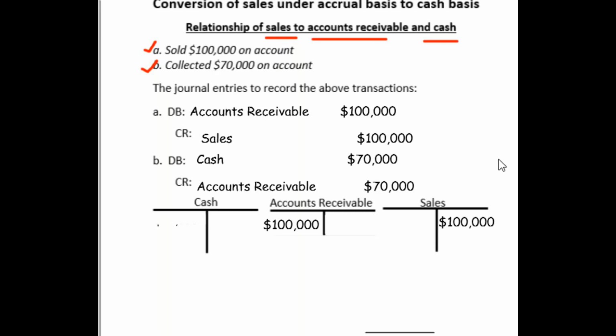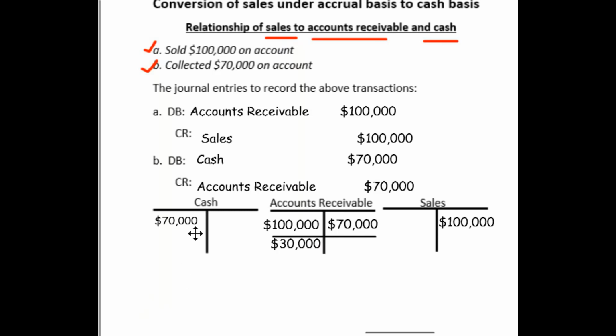Okay, now we go to entry B, and our customers pay us. We receive $70,000 of cash, and we reduce our accounts receivable by $70,000, which indicates that they owe us $70,000 less. And if we net the accounts receivable out at this point, we have a net accounts receivable balance of $30,000, meaning the customers still owe us $30,000 in cash.